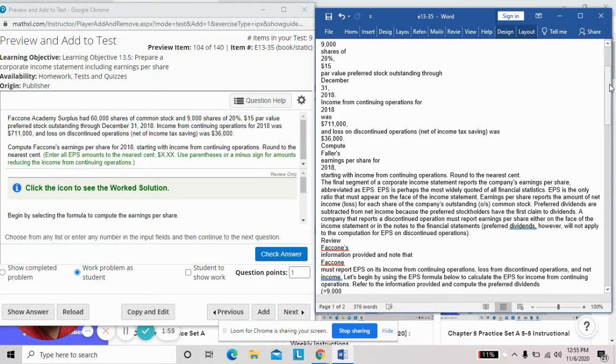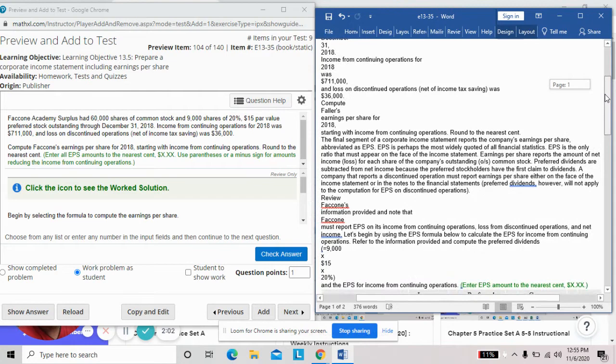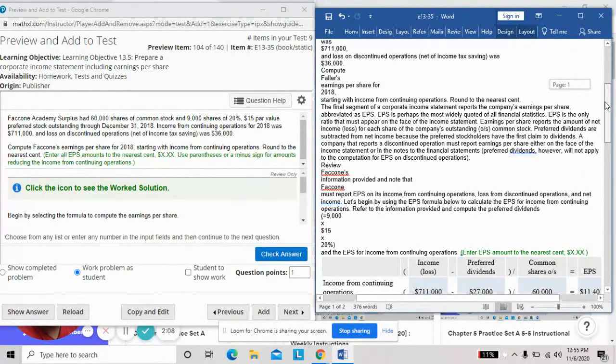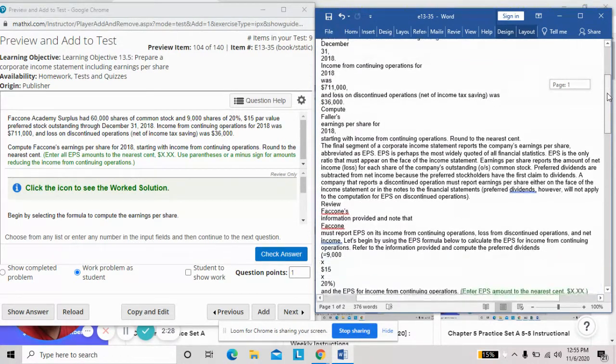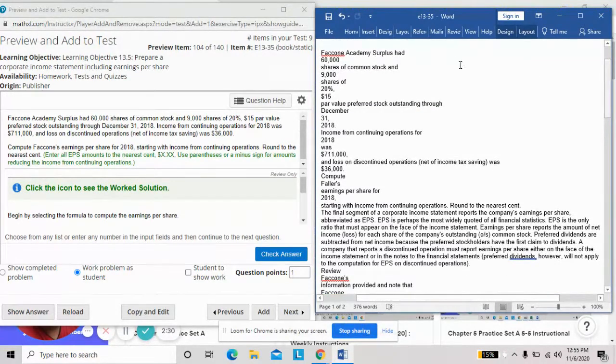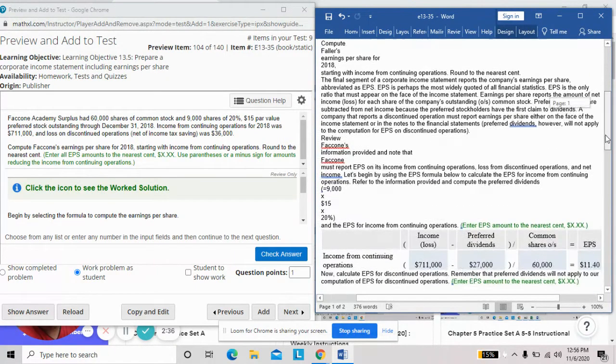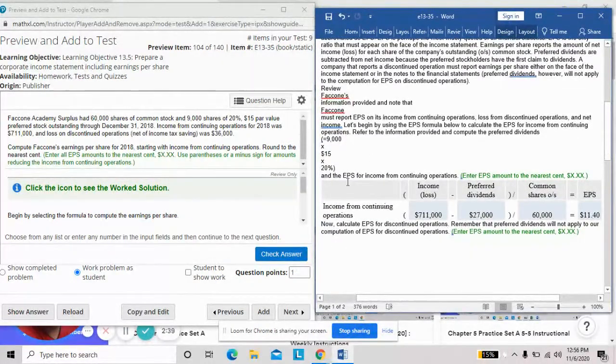So when we review the information that's provided, you have to take note that the company must report EPS on its income from continuing operations, loss from discontinued operations, and net income. First, we begin by using the EPS formula below to calculate the EPS for income from continuing operations. As we just saw, we have 9,000 shares, 20%, $15 par value. The product of that formula is listed here.